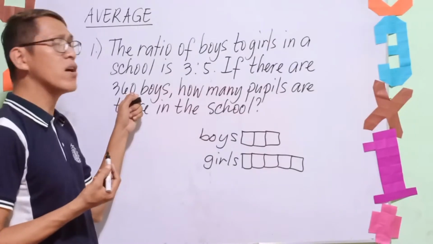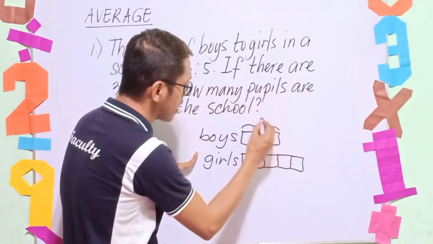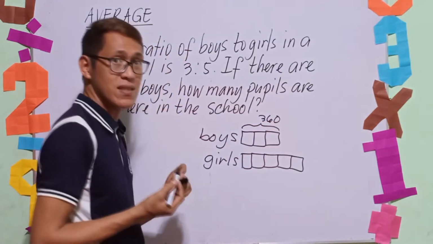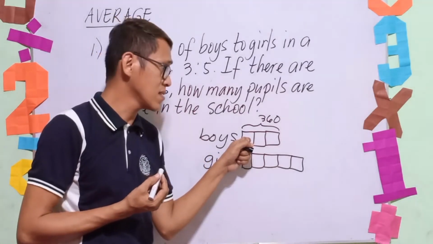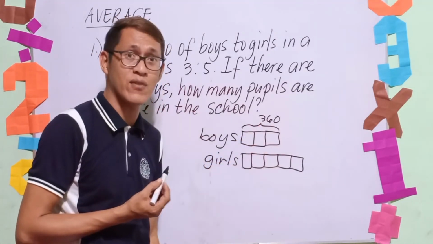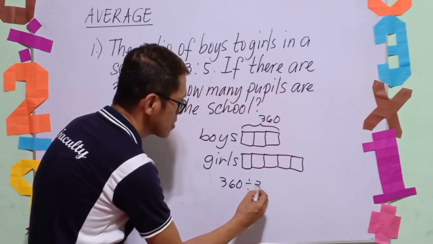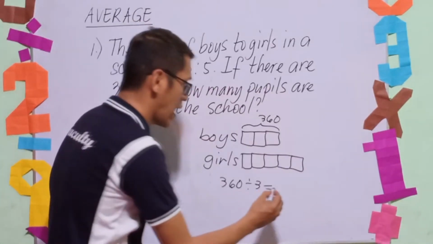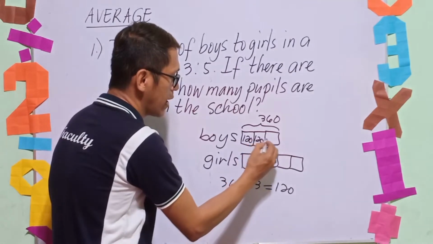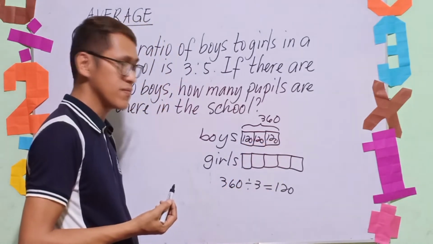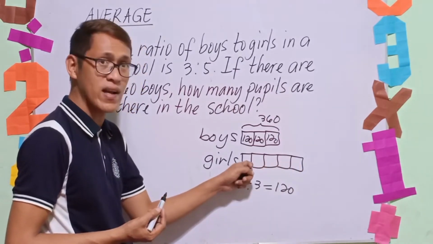We know that there are 360 boys, meaning these 3 blocks represent 360 boys. So what does each block represent? What will you do with 360? Yes, you divide it by 3 blocks. That will give you 120. So one block here is 120.